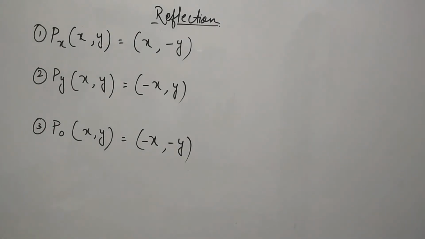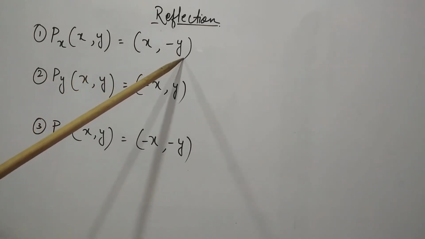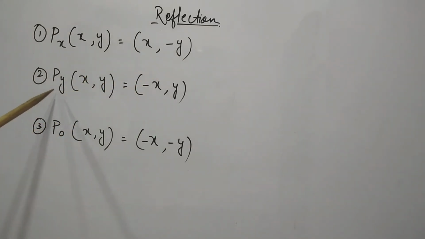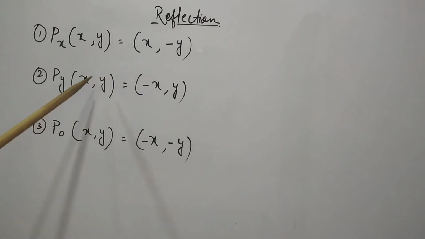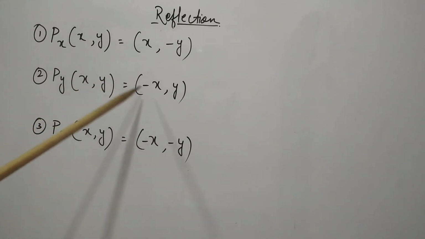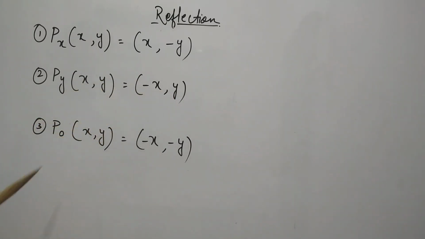So we can see that when the point P with coordinates x and y is reflected on x-axis, whose sign changes? The y-coordinate sign changes. Similarly, when the point P is reflected on y-axis, the x-coordinate sign changes. Earlier it was +x and +y, now it is -x and +y.